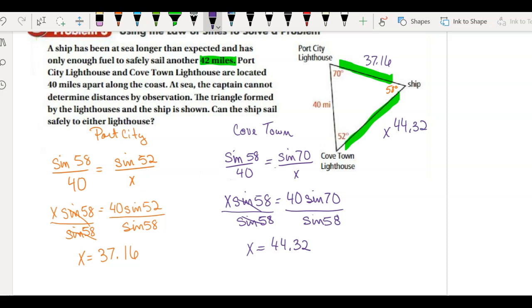So will the ship make it? Can the ship make it to Covetown? Nope. So the only place that the ship can go is to Port City. And then that's all we have today.